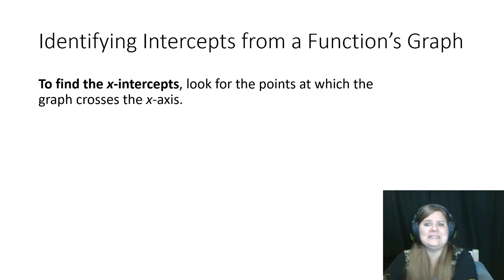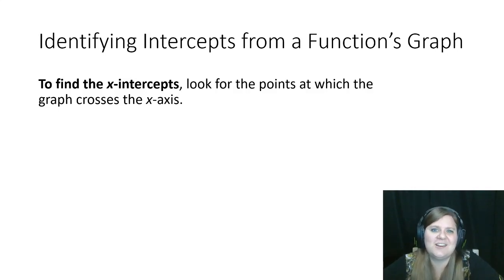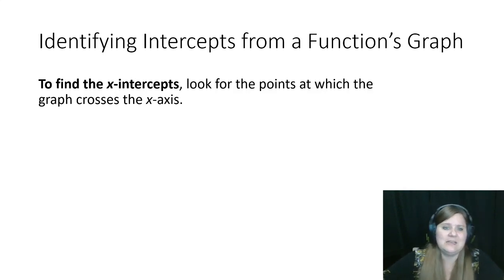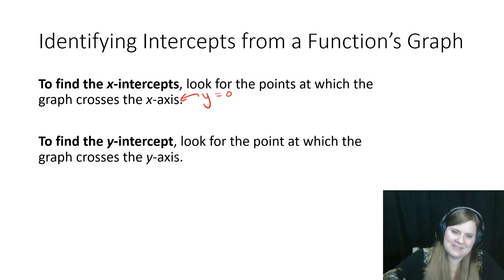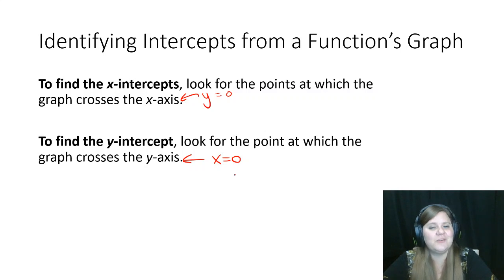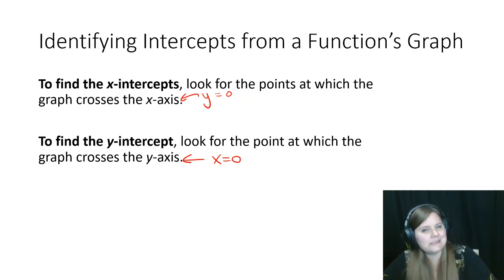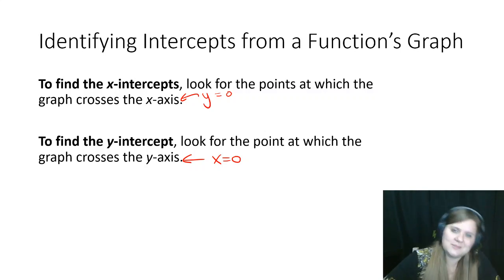So let's identify intercepts. X-intercepts are where we cross the x-axis. That happens when y equals 0. Y-intercepts happen when we cross the y-axis, and that happens when x equals 0. If you're looking at the graph, you can look at where it crosses the axes. If you're doing it algebraically, you can substitute y equals 0 for the x-intercept, and x equals 0 for the y-intercept.